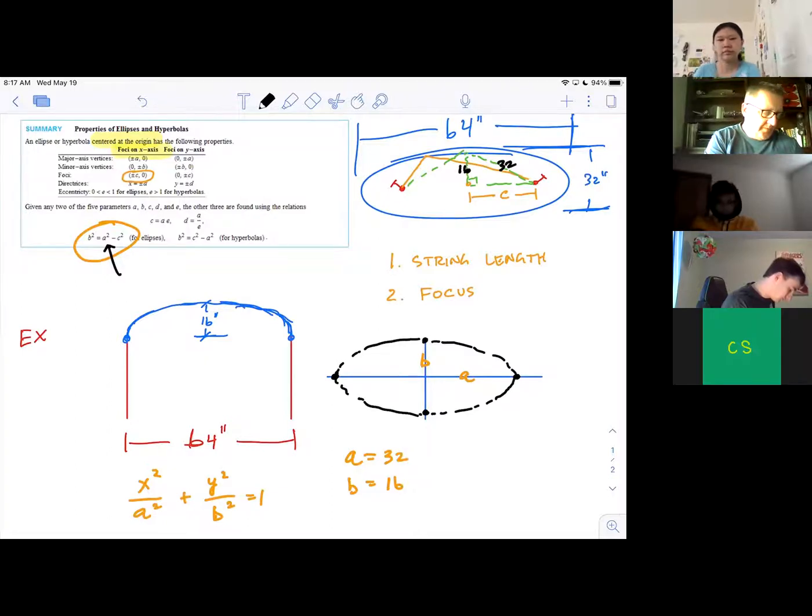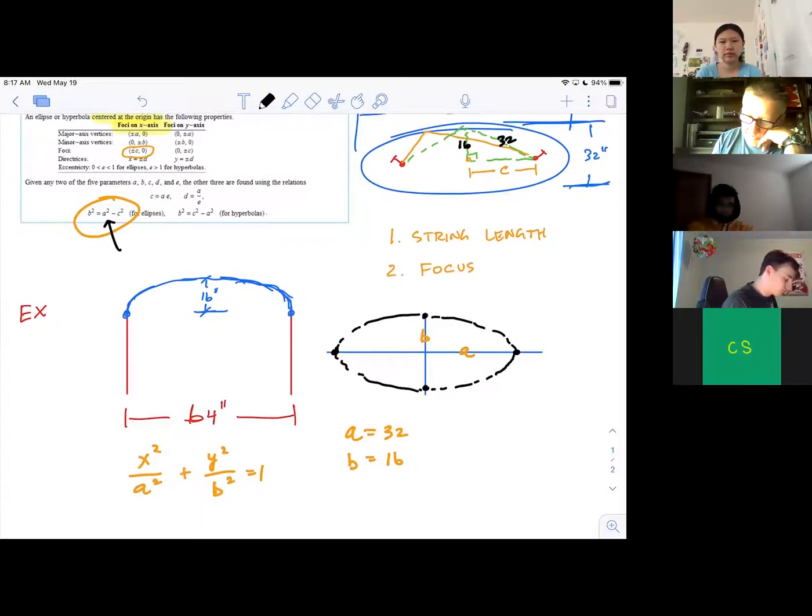So the square root of 32 squared minus 16 squared is approximately 27.7. I'll just call it 27.7. So our calculation C is approximately 27.7. So in my case, that's all I needed.